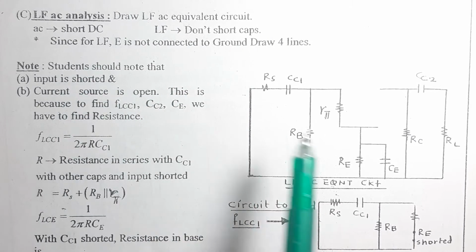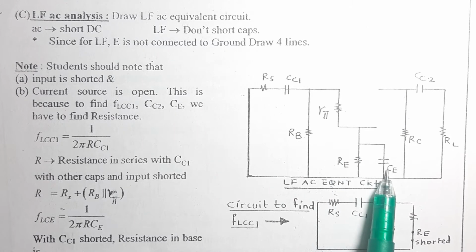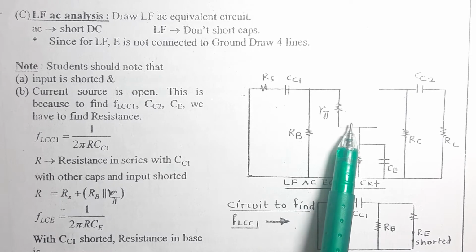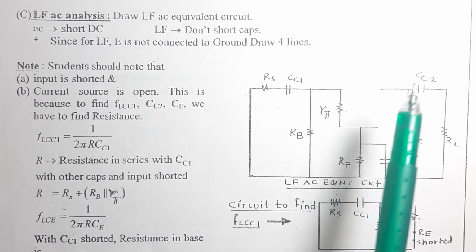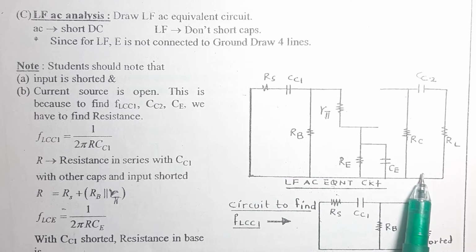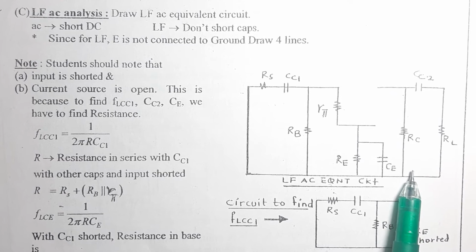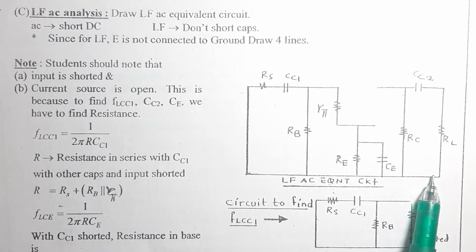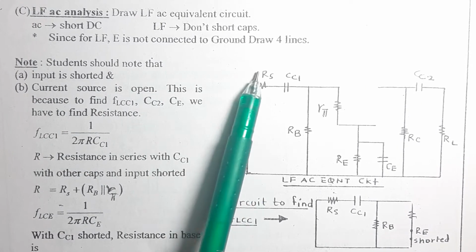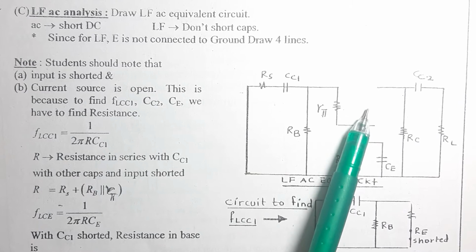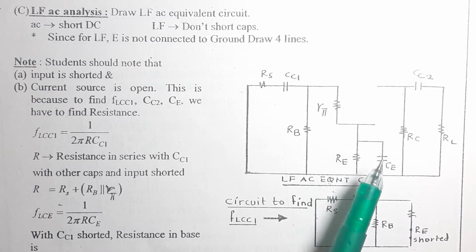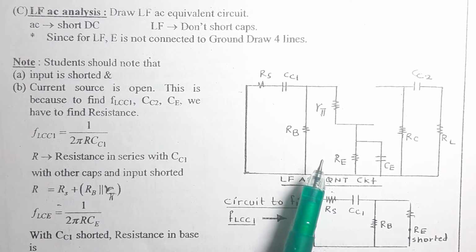Now since your capacitor is present, the emitter terminal is not connected to ground over here, hence we draw 4 lines over here, 1 2 3 and 4 beta, as we had discussed in the AC analysis of BJT. Now students should note that the input is shorted, as you can see over here, and the current source over here is open. This is because we have to find FLCC1 or FLCC2 and FLCE. We have to find the resistance over there.